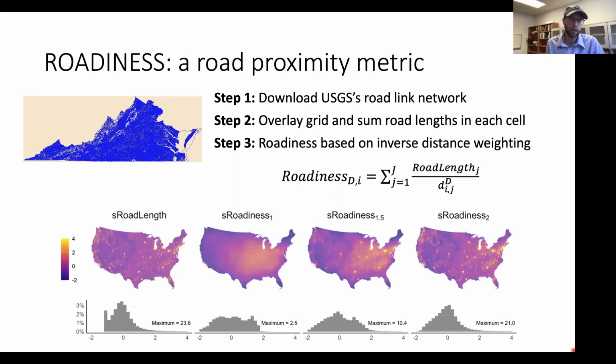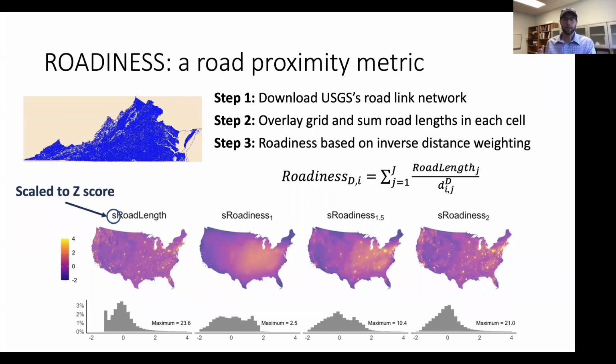Just looking at road length on the left, if we sum up the road length of all of the road links in the database and plot it by grid cell, it looks like this. So certainly some bright spots near cities. With a capital D of 1, we get a very diffuse surface here, and as you raise that capital D, you get stronger gradients between rural and urban areas.